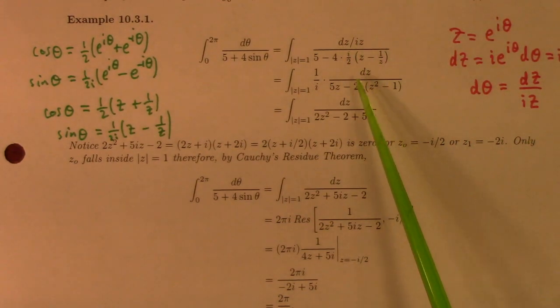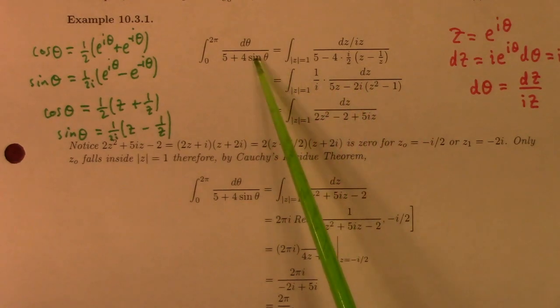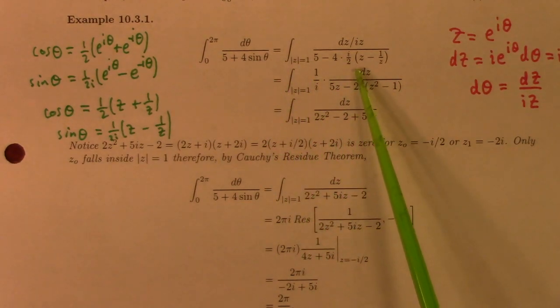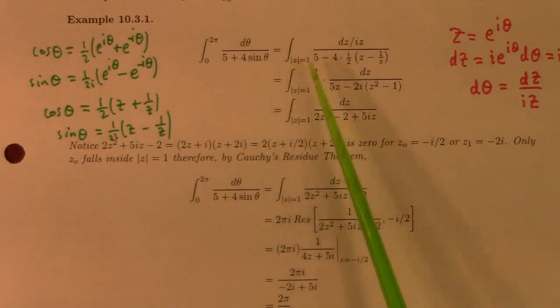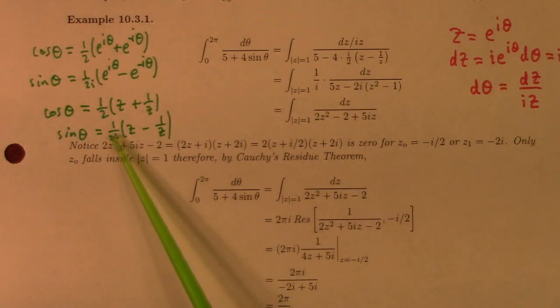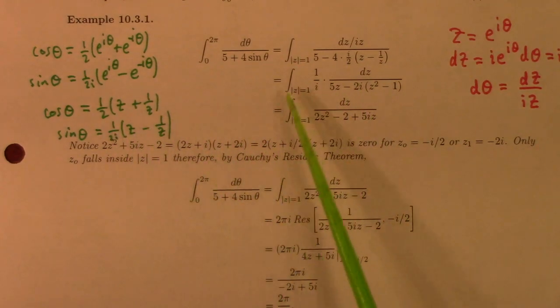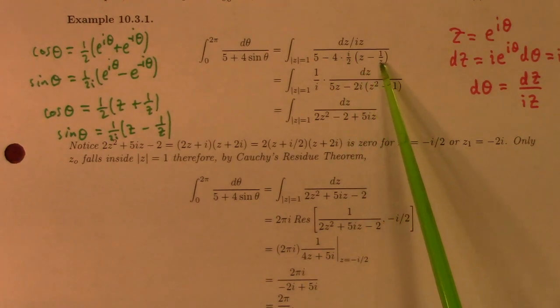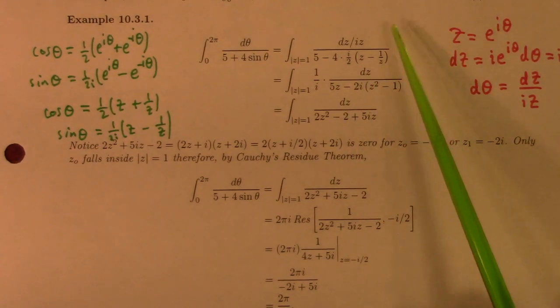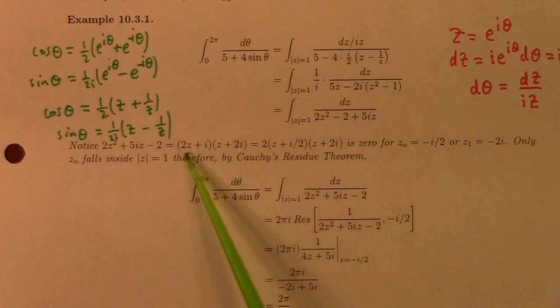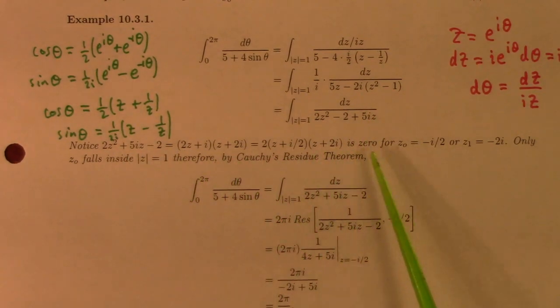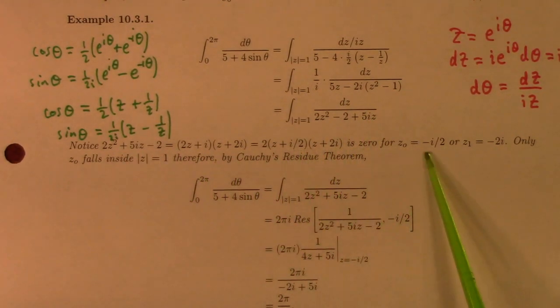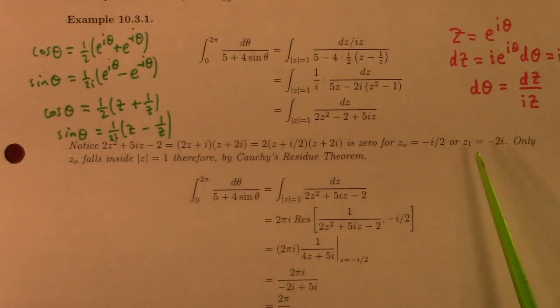Here's dz over iz, and I traded my sine theta for 1 over 2i. So you can bring the i into the numerator by making it minus: minus i over 2 (z minus 1/z). And then I just do algebra. We get to this. I show you can factor that like so. So you've got zeros at minus i over 2 and 2i.